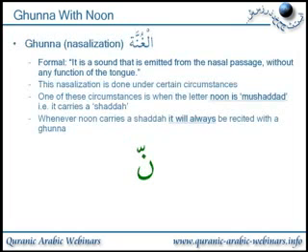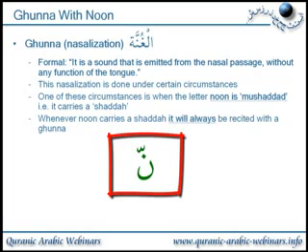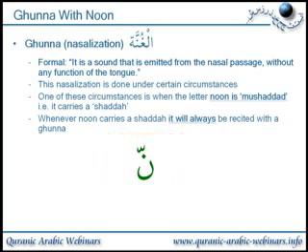Okay, now we're going to look at specifics for the noon sakin. In terms of the ghunna, nasalization, we've been through the formal definition. What we need to know is when this nasalization is done, and one of these circumstances is when the letter noon is mushaddad, i.e. it carries a shadda. Whenever noon carries a shadda, it will always be recited with a ghunna. So here we have the noon mushaddad, carrying a shadda, and we've color coded it in green to indicate that nasalization is going to be done.